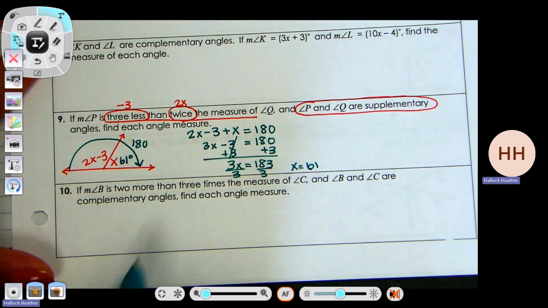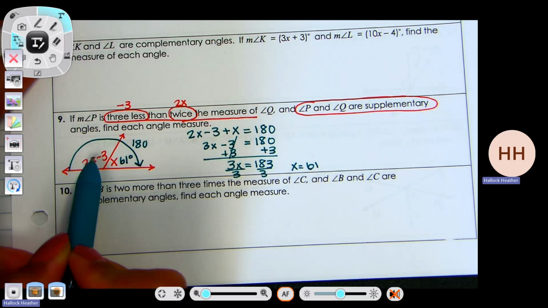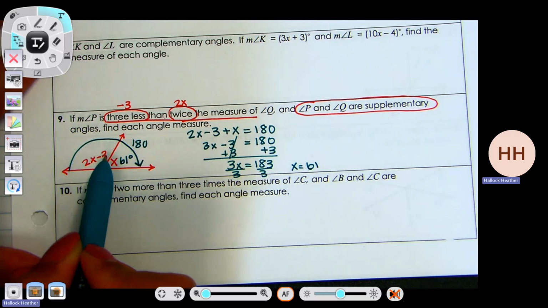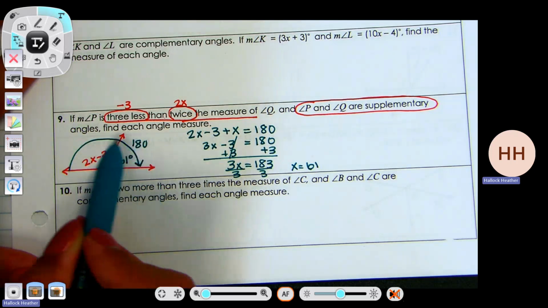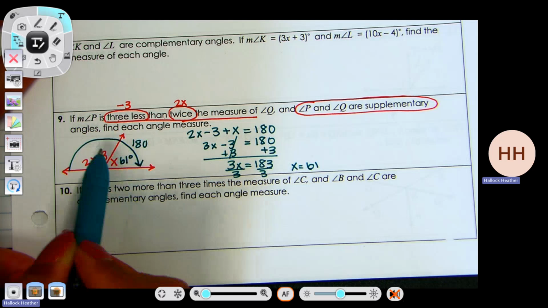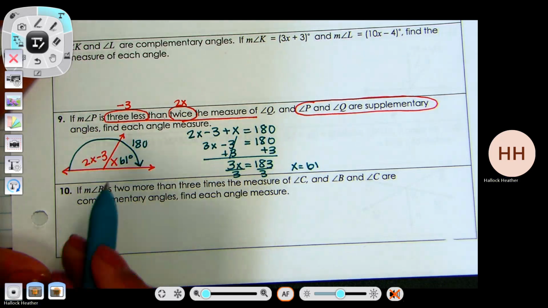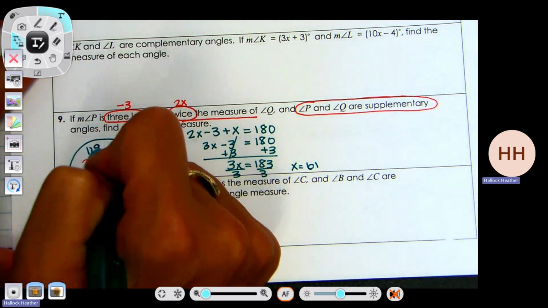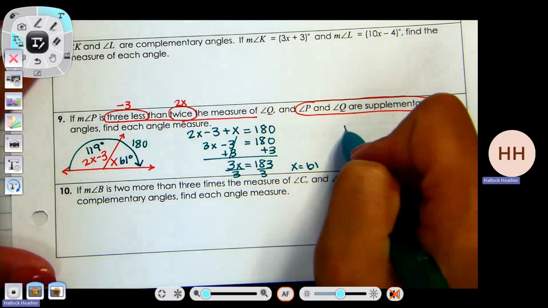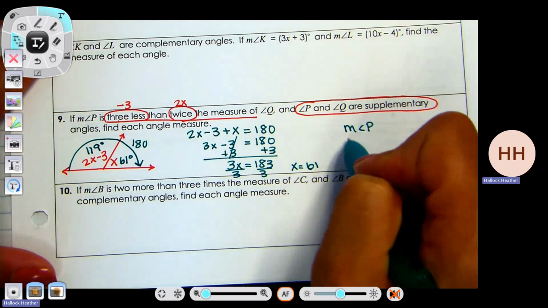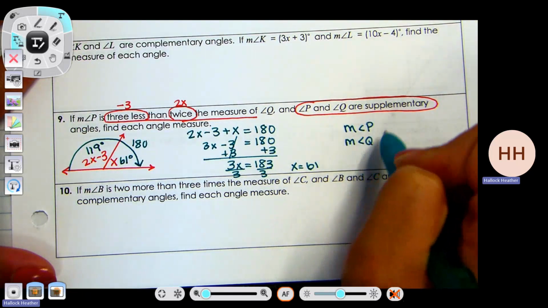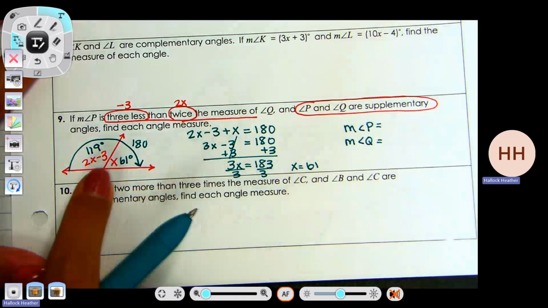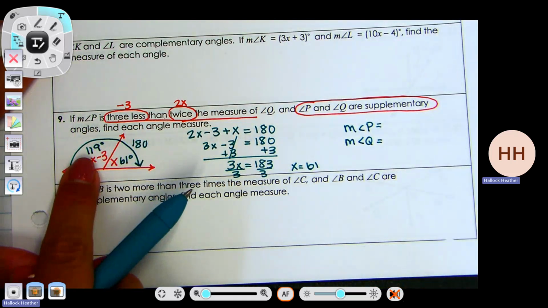And now you can do one of 2 things. You could either plug x in here and do 2 times 61 minus 3 and find it out. Or if the whole line's 180, and I know this is 61, what's this have to be? 119. So I just need to figure out which one is P and which one is Q. So one of the answers is 61. One of them is 119.